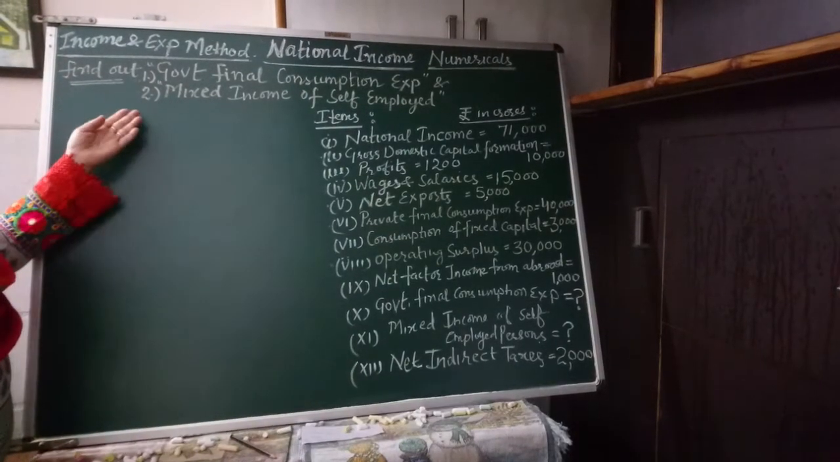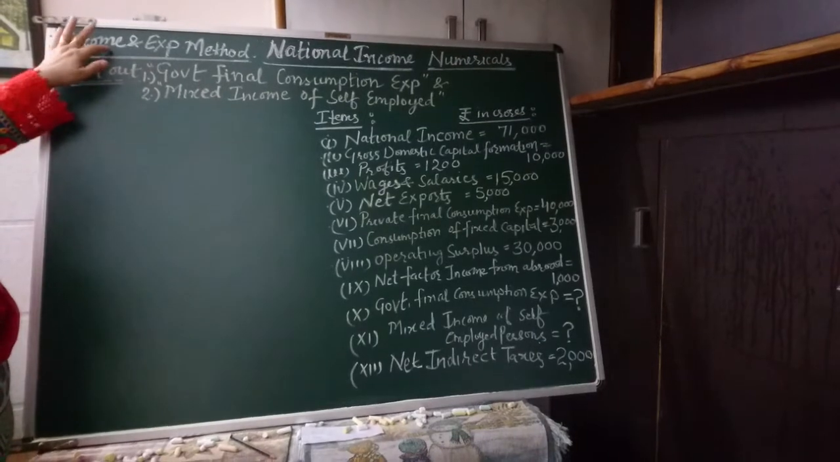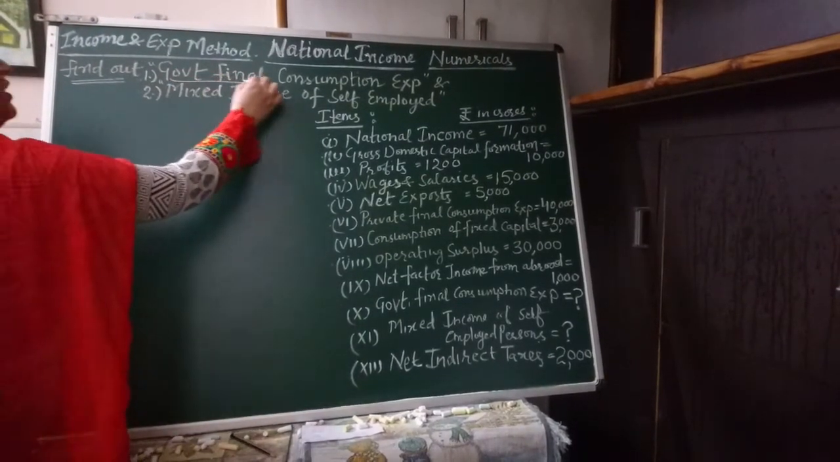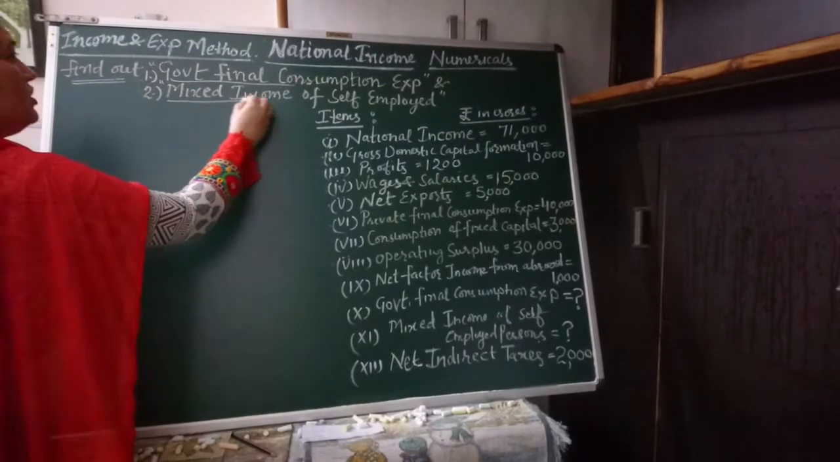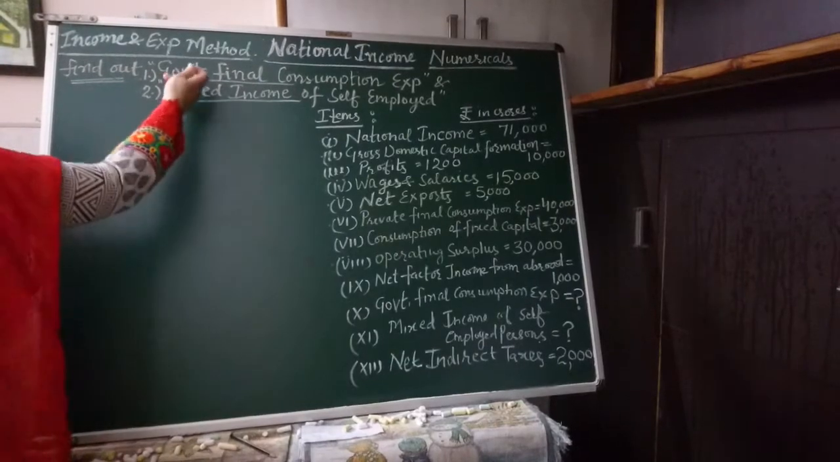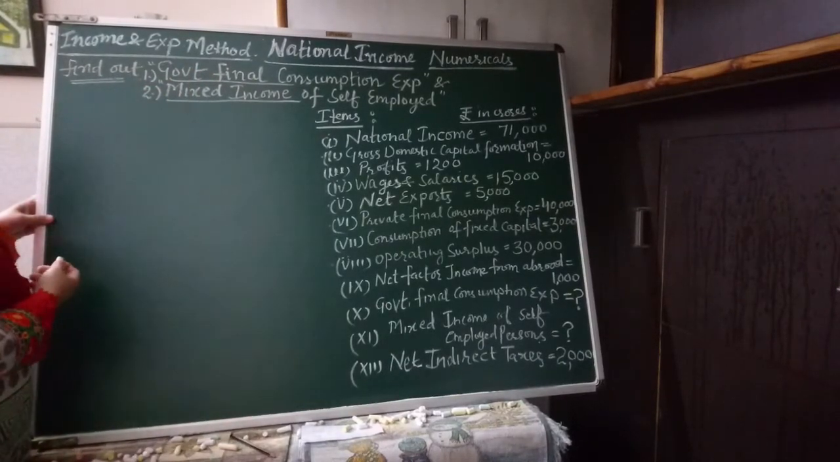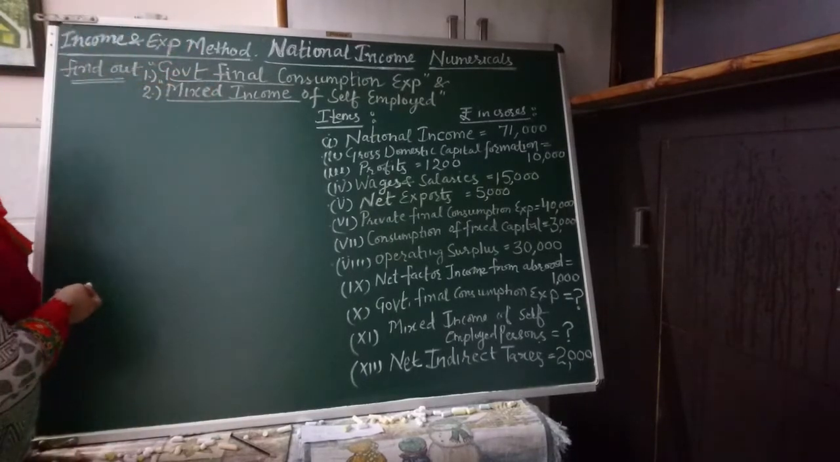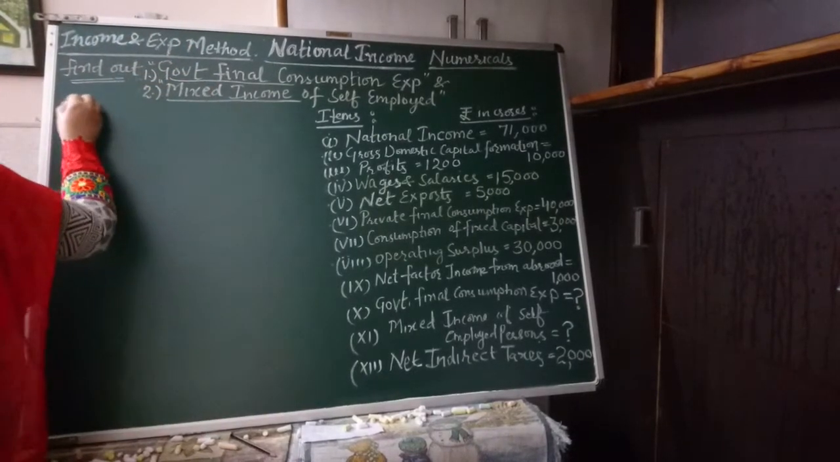In this video we will clear some typical questions related to income or expenditure method. We have to calculate government final consumption expenditure or mixed income of self-employed persons from these given items. So let us start first of all with government final consumption expenditure, because this component is related to expenditure method.